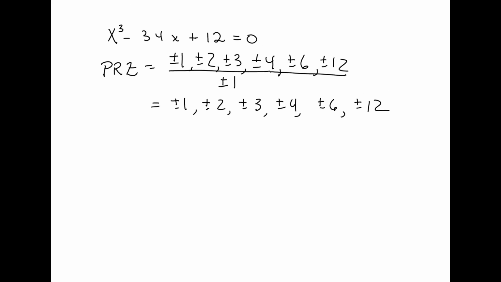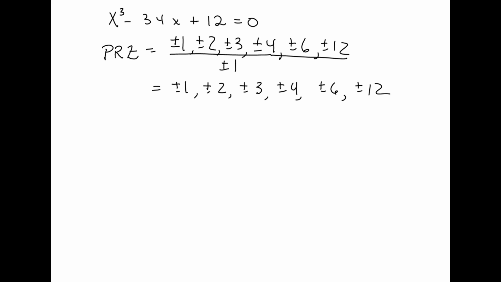Okay. And it took me a couple tries, but eventually I found that negative 6 actually is a 0. And I verify that by using synthetic division. And I know that across the top, I'm going to have 1 for my x cubed, 1x cubed, minus, I need a 0 placeholder, don't I? Because I don't have an x squared term. So 1x cubed plus 0x squared minus 34x plus 12, positive 12.